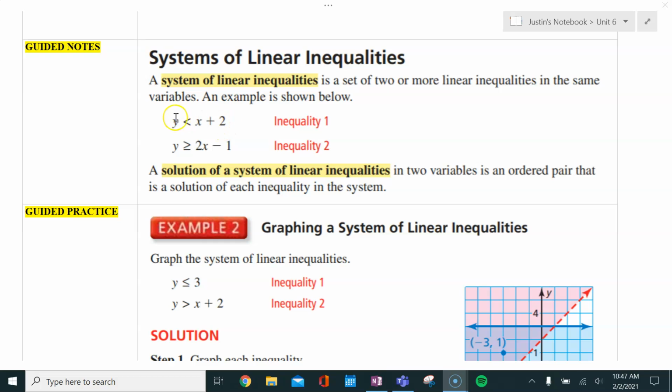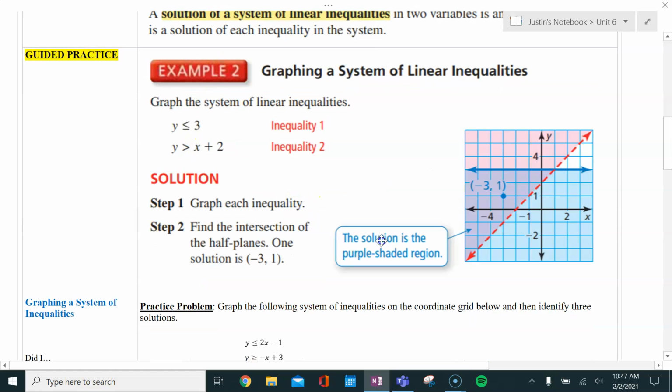So we have the first inequality and the second inequality. A solution of a system of linear inequalities is an ordered pair of two variables, such that if we were to put those two variables back into the inequalities, they would hold true. Okay, so we're going to look at this guided example together.